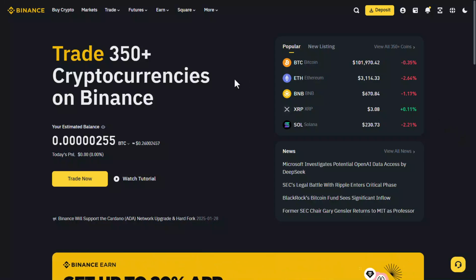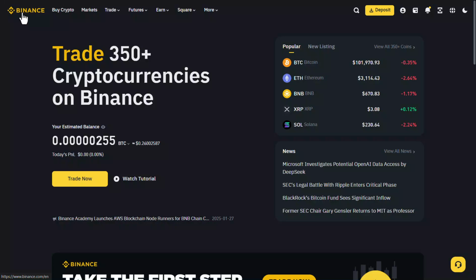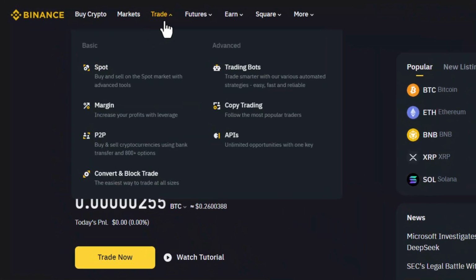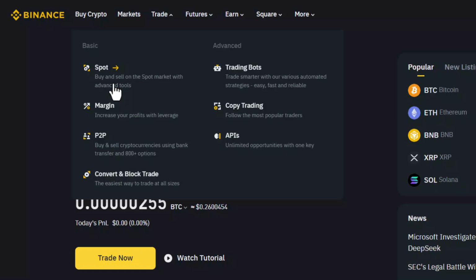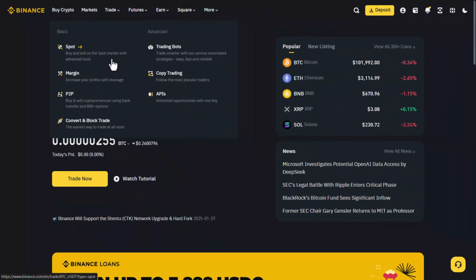You must also first choose an exchange or a medium to do spot trading. Now, just for this tutorial, I've selected Binance, which is the most popular and common one. Here, if I go to Trade, and here if I go to Spot, you can see buy and sell on the spot market with advanced tools. So I'll be able to go to that particular website.